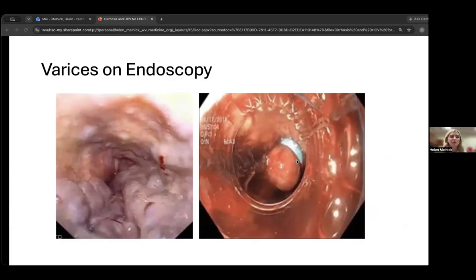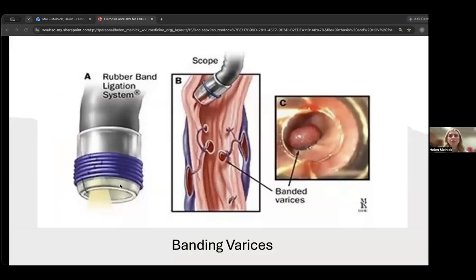So this is just an image of what it looks like endoscopically. You can see the long strands of the engorged varices in the esophagus. And then in the second picture, you can see what it looks like for us endoscopically when we're going in and actually putting a band on the varix.